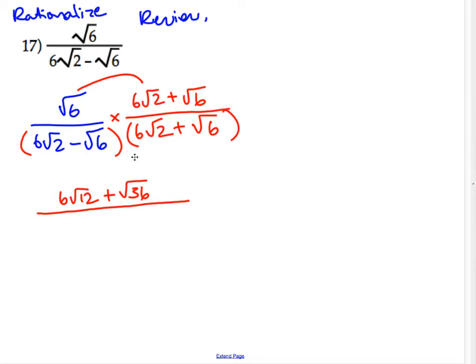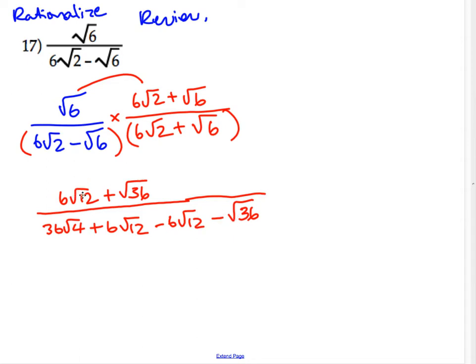So 6 root 2 times 6 root 2 would be 36 root 4. And then 6 root 2 times root 6 would be a positive 6 root 12. And then root 6 times 6 root 2, whoops, sorry for the noise in the background there. It's my speaker going funny. Okay, this one times this one will be a negative 6 root 12. I see those two are going to go. This times this will be a negative root 36. Okay, so they're all FOILed.